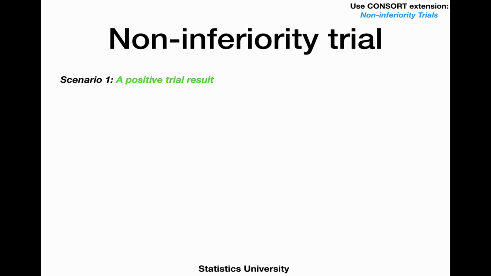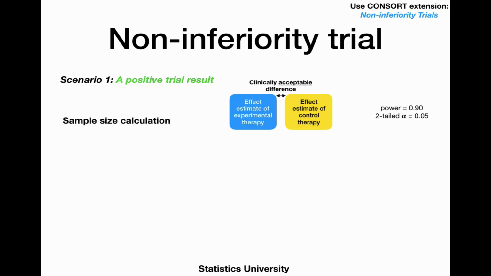Now let's look at scenario 1 of a positive trial result. We start again with a sample size calculation, but here we need to include the clinically acceptable difference, which means that if the trial ends up showing a difference that is smaller, then we consider the treatments equally effective. But if the trial ends up showing a difference that is larger than the clinically acceptable difference, then we cannot state that there is non-inferiority. And of course, we also need to indicate the power and the alpha level that we want to use.